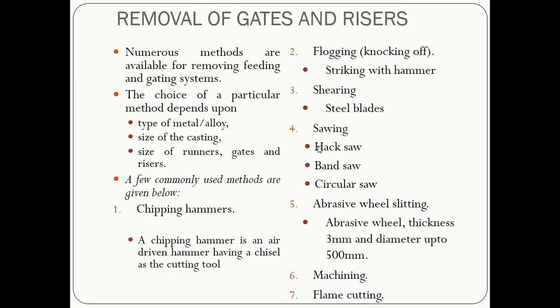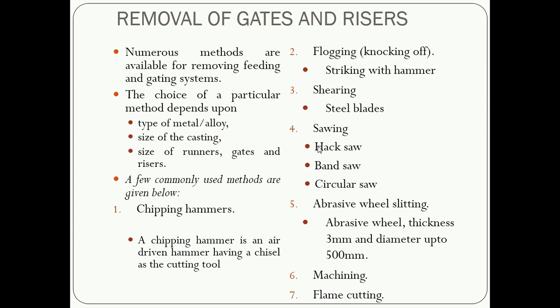Next, removal of gates and risers. Different methods are used in the industry for removal of the gates and risers according to the type of metal or alloy used for the casting, the size of the casting, or the size of runner, gates and risers. According to these three criteria, we use various methods for removal of the gates and risers. Ultimately, gates and risers are scrap, but they are very important to produce a sound casting. Without using gates and risers, it is not possible to produce the casting.